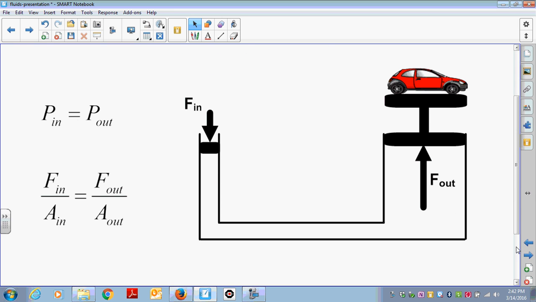So here is an example of Pascal's principle. The pressure in must equal the pressure out because the pressure here goes undiminished through the fluid to the other side. Pressure is defined as force per unit area. And so we have the force per unit area in is equal to the force per unit area out. And so we can determine how much force is pushing upward here, and we can determine how much force is here. By changing the cross-sectional area, we can change how much pressure we have on one side, which will then change how much force or area we have on the other side.